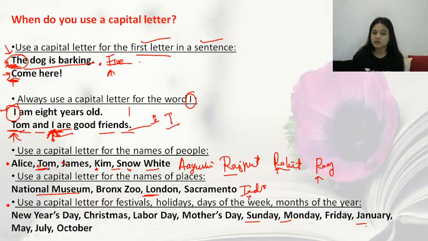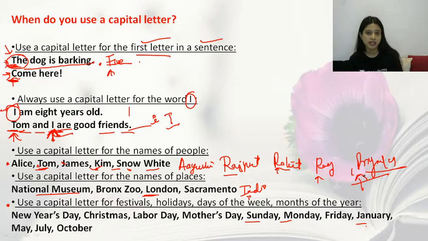Second rule is names of people. Tom, Alice, James, Ayushi, Rohit, Priyanka. Now, even if this name comes in the middle of a sentence, you will still use capital letter as the first letter of the word. So, Priyanka, P will be capital. Then we will use it for important museums, cities, and places. Also, days and other celebrations like New Year, Diwali, Eid, Sunday, Monday, Friday, January, October, August.